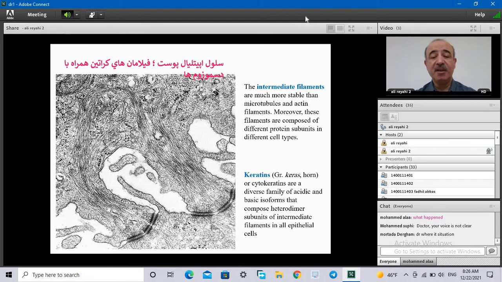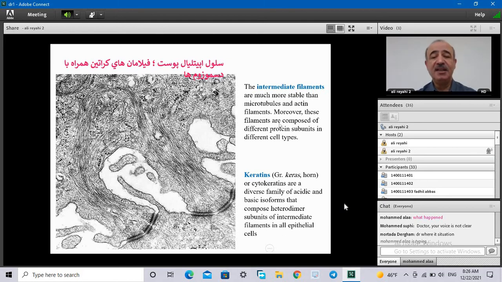fills the cytoplasm of the epithelial cell in epidermis of the skin, for example, or it can be found within the hair or nail. Okay, it is a strong protein. Or cytokeratins are a diverse family of acidic and basic isoforms that compose a heterodimer subunit of intermediate filament in all epithelial cells. Okay, the intermediate filaments are much more stable than the microtubule and actin filament.